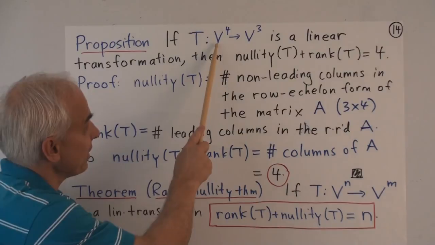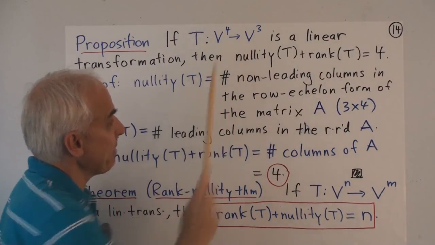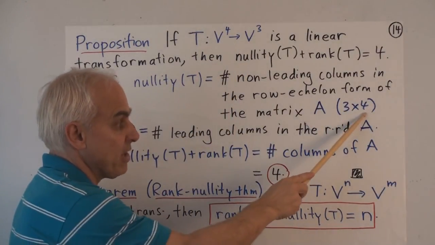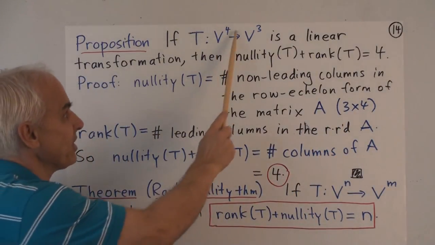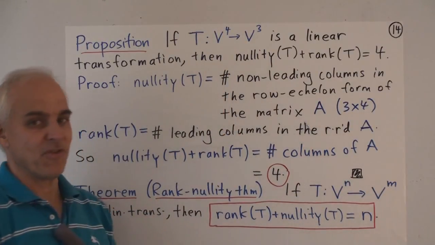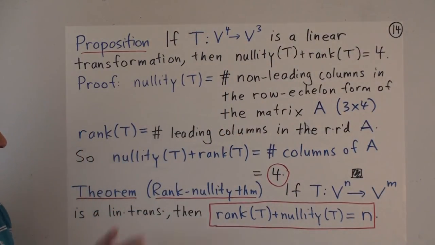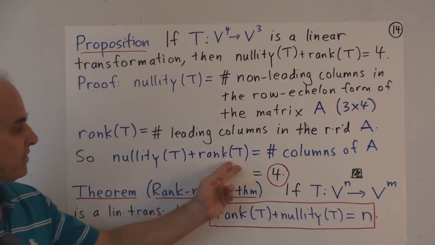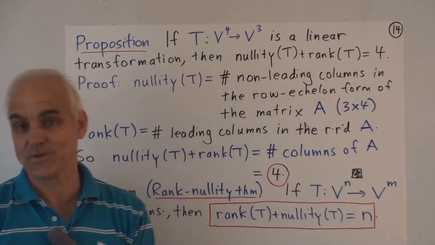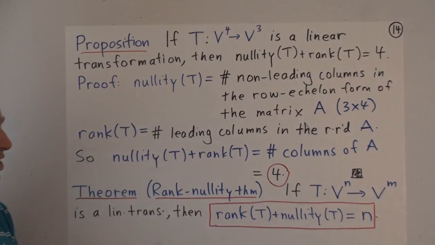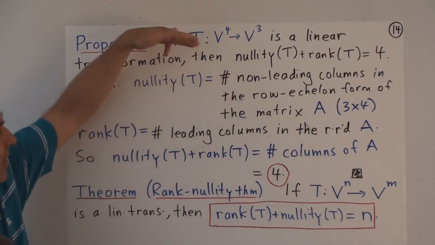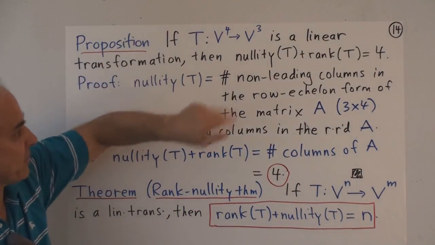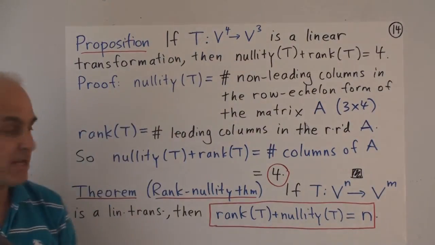And if we're starting with a linear transformation from 4-dimensional space to 3-dimensional space, the matrix for it is a 3 by 4. It has 4 columns. The number of columns equals the dimension of the space we're starting with. That's the reason why the nullity of T plus the rank of T equals the number of columns of the matrix we're starting with, which in this case is 4. And we can see that the argument is completely general. It doesn't depend on the fact that we looked at a particular transformation from 4-dimensional space to 3-dimensional space.